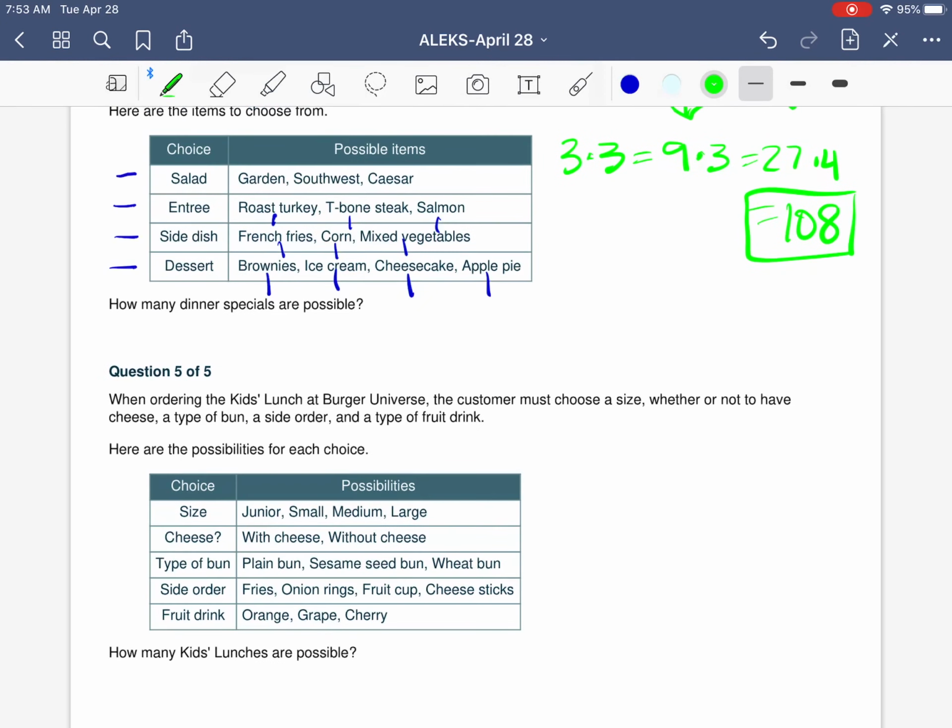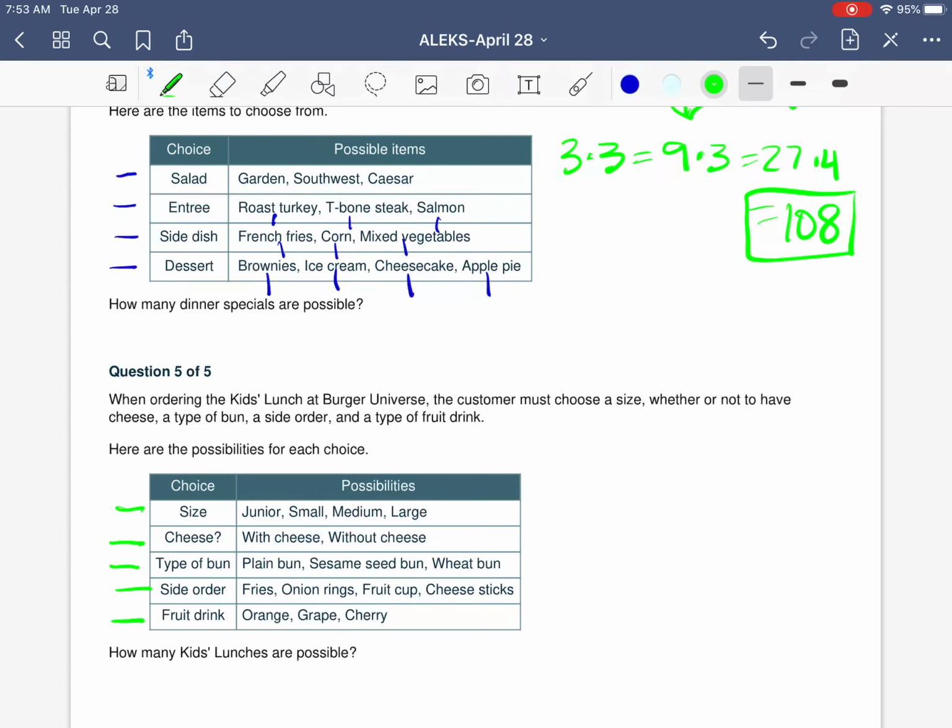Okay, number 5. When ordering the kids' lunch at Burger Universe, the customer must choose a size, whether or not to have cheese, a type of bun, a side order, and a type of fruit. So these are their different choices: size, if they want cheese or not, the type of bun, the side order, and the fruit drink. Let's just write down how many choices there are for each of those.